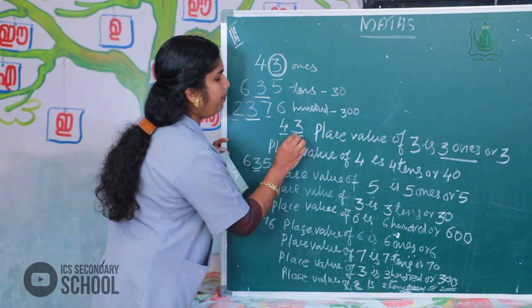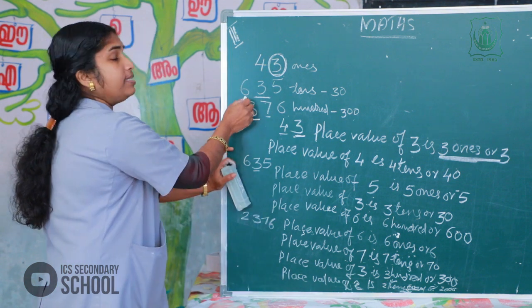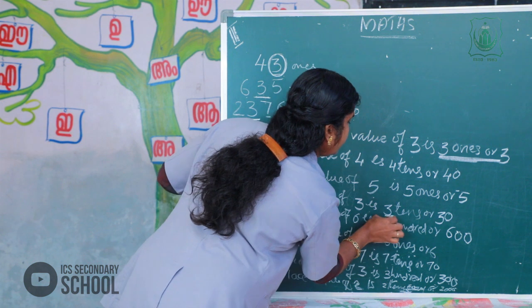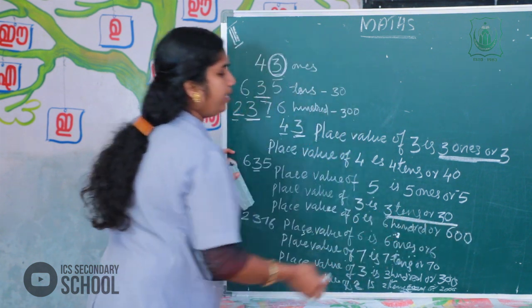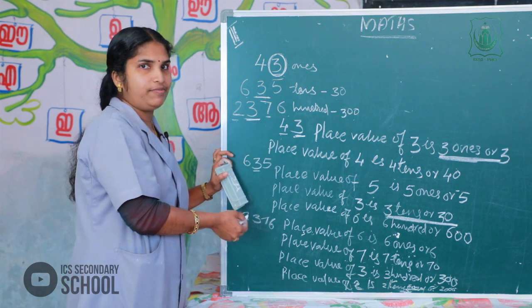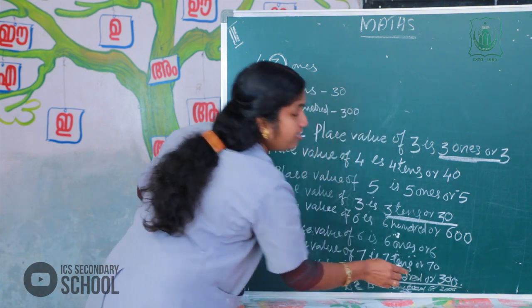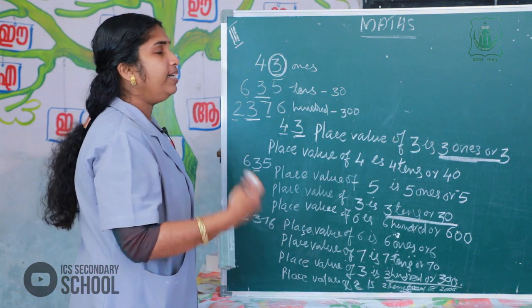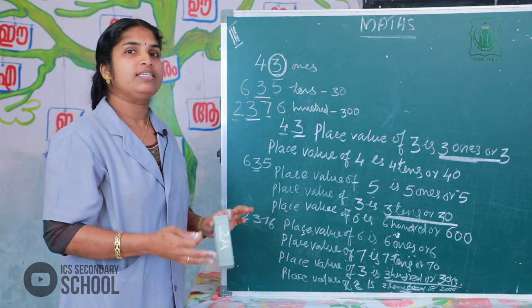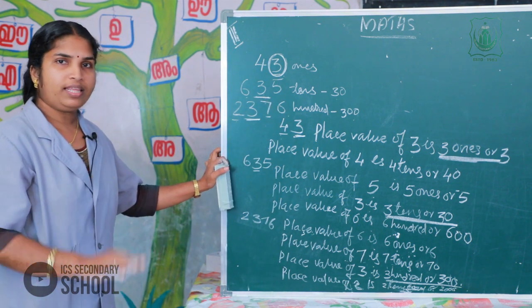In 43, the place value is 3 ones or 3. In 635, the place value is 3 tens or 30. In 2376, the place value of 3 is 300. Okay, got it? On the other hand, the face value of 3 is 3. The face value of 3 is 3.